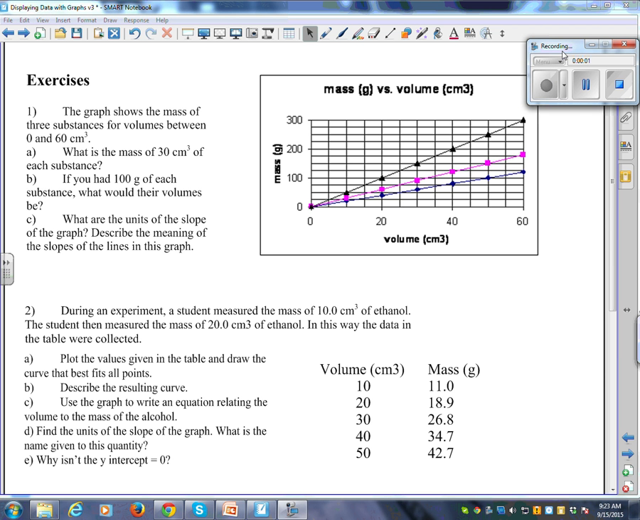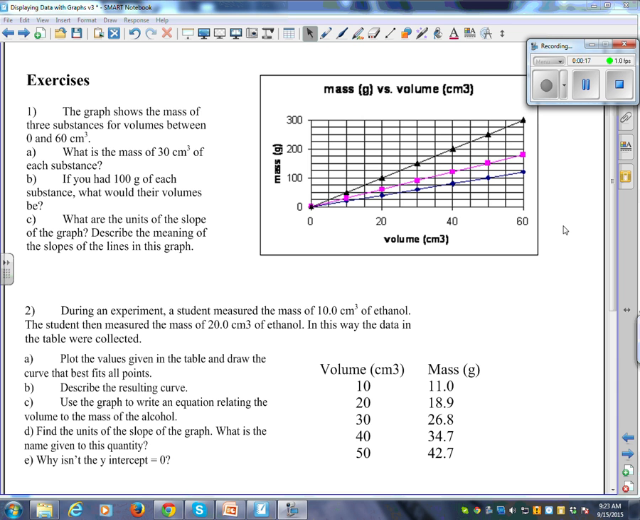Let's have a look at the answers to number 1. Was number 1 relatively easy? Yes, it should have been, hopefully, for you. Okay, the graph shows the mass of 3 substances for volumes between 0 and 60. What is the mass of 30 centimeters of each substance?